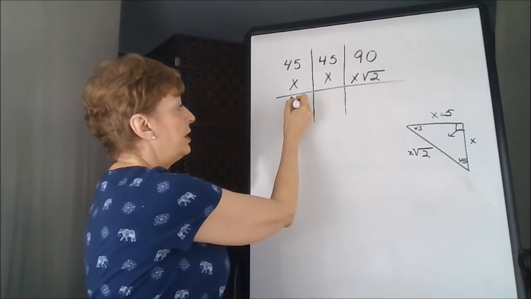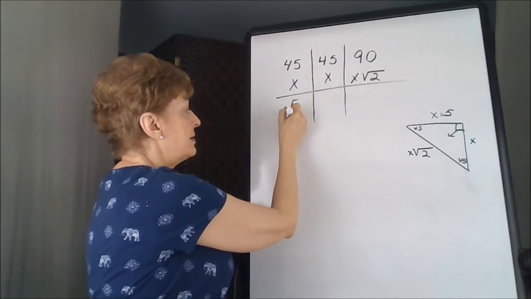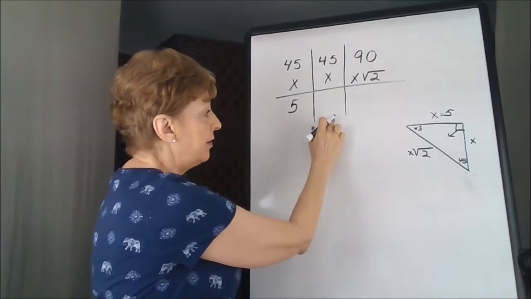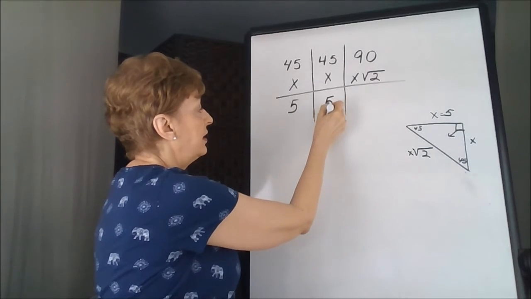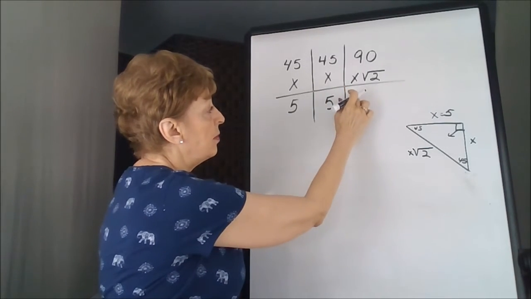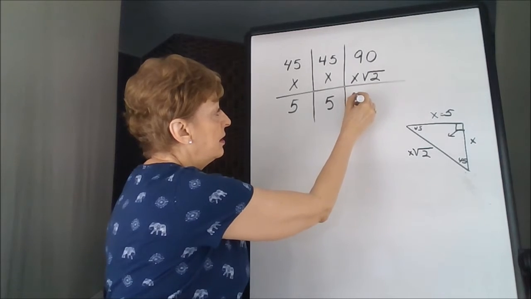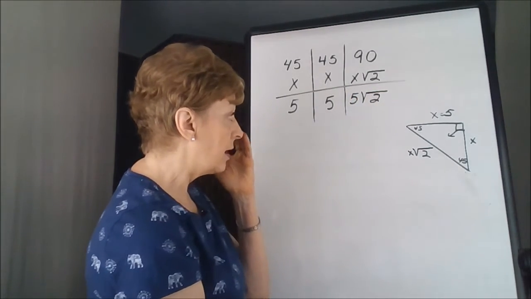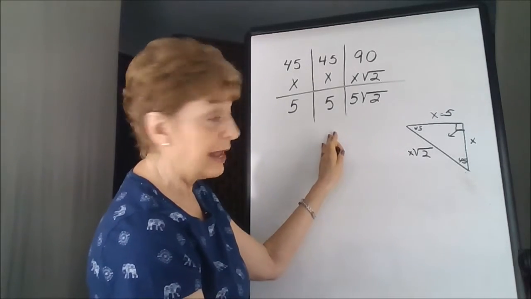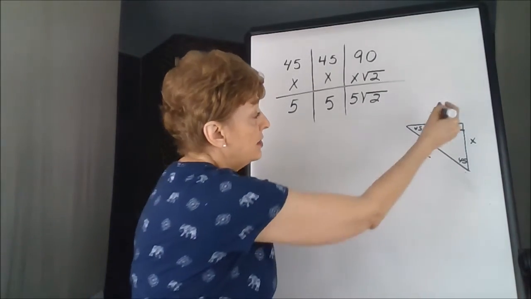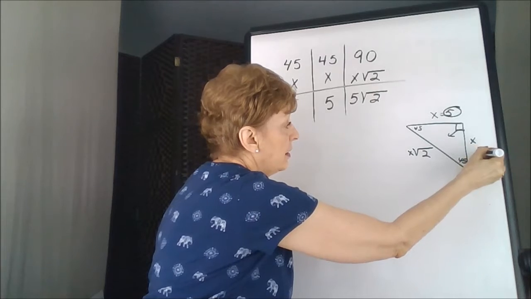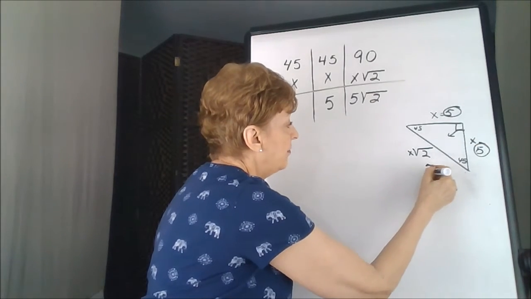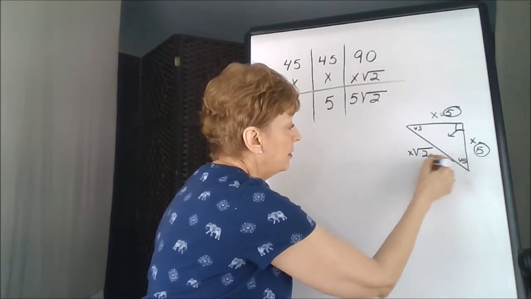So we're going to come over here to our chart. So if x is 5, then the other x will also be 5. And we're going to put our 5 in where we see an x here, radical 2. Now we've got all of our lengths of the sides here. So this is going to be a 5, and a 5 radical 2.